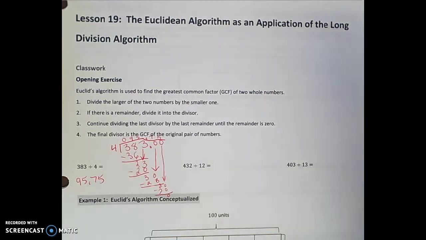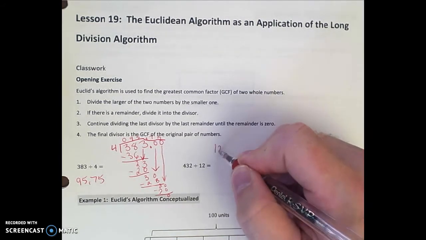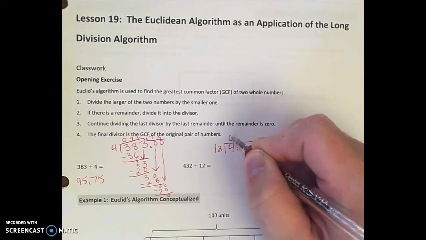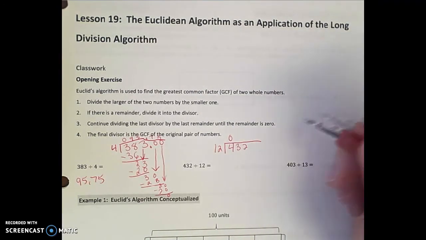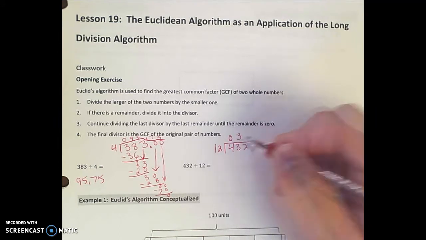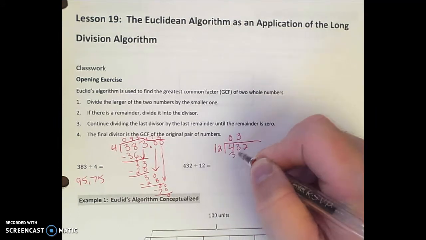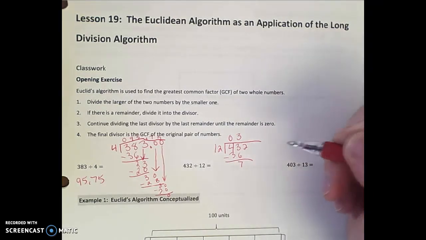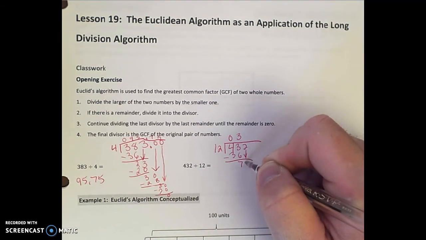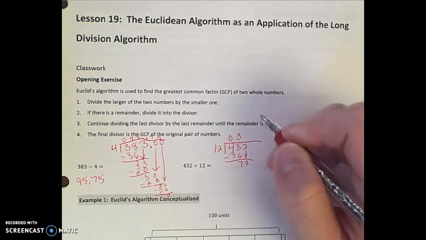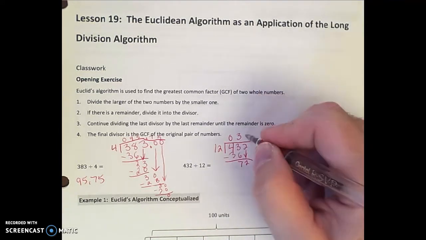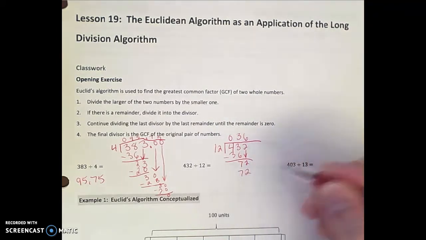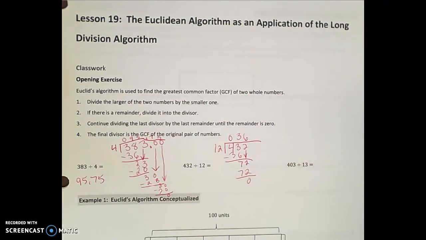Okay, moving on to 432 divided by 12. Okay, so now we look at 43 divided by 12. It's going to be 3, so 3 times 12 is 36. 43 minus 36 is 7. We bring down the 2. So now we're left with 72. Okay, and we know that 72 divided by 12 is going to be 6. 6 times 12 is 72. We're left with 0 as a remainder.